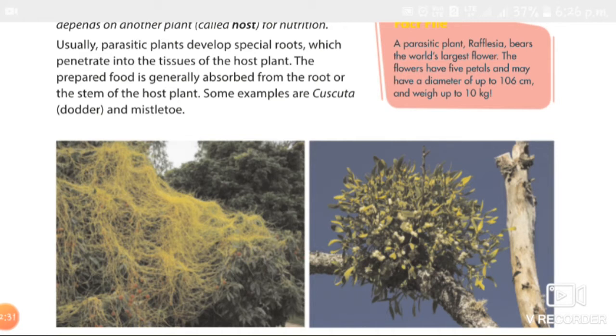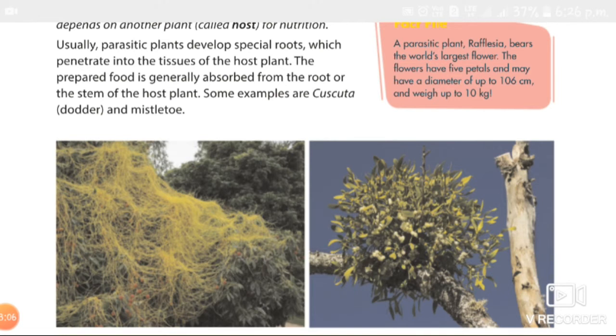So it does not have leaves and it does not have proper roots. When it does not have leaves, it cannot prepare food by the process of photosynthesis, and also it cannot take water from the soil. So this plant depends on other plants for food, nutrients and water. So this Cuscuta is a totally parasitic plant. Understand that? Cuscuta is a totally parasitic plant.